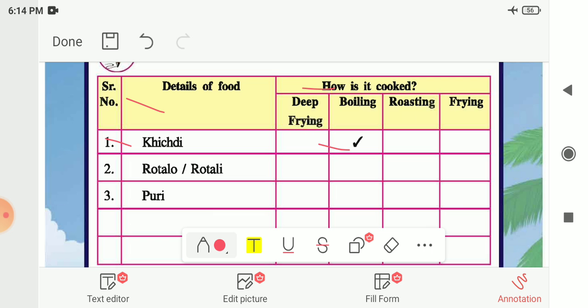Next is given rotlo or rotli. Then after that is puri, and the last two rows are given blank. You can add them on your own.